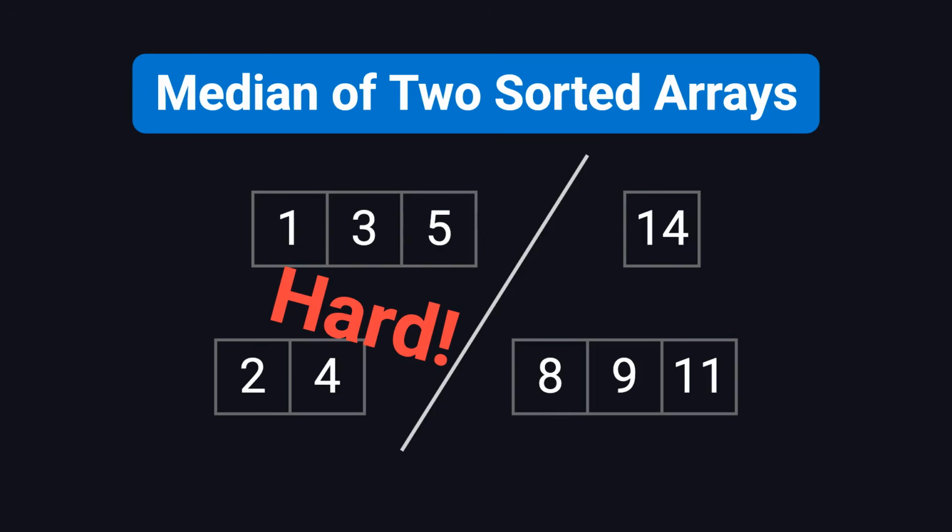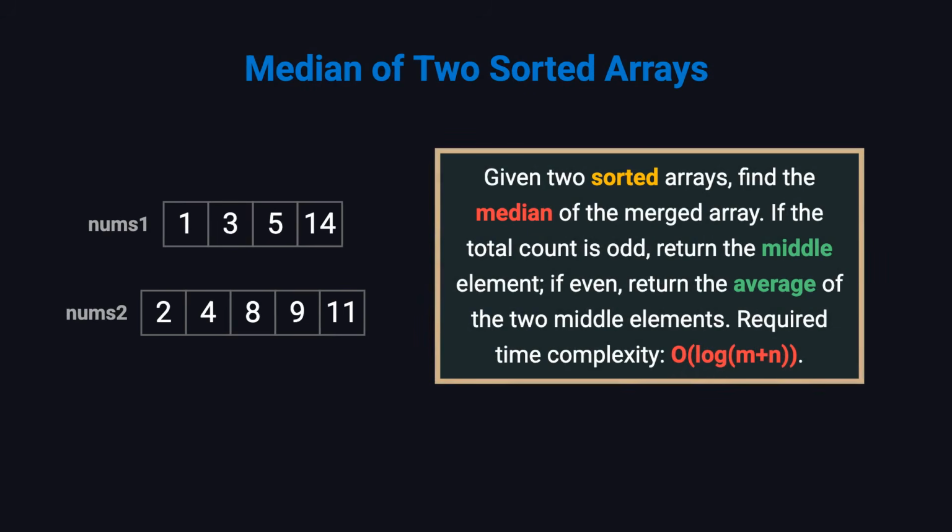Hey everyone, today we're tackling one of the hardest interview questions out there, finding the median of two sorted arrays, also known as LeetCode problem number 4. Here's the problem. You're given two arrays, both already sorted in ascending order, and you need to find the median after merging them together. So what's a median?